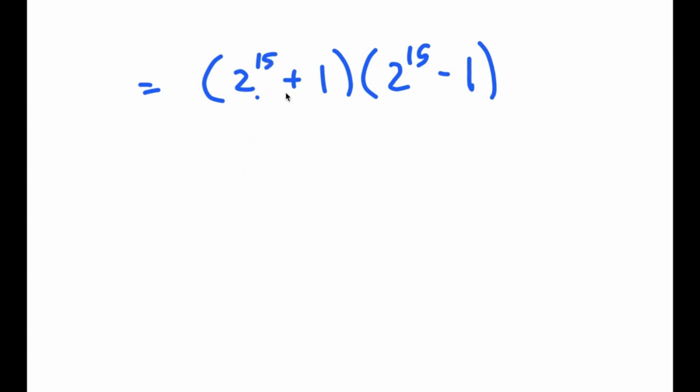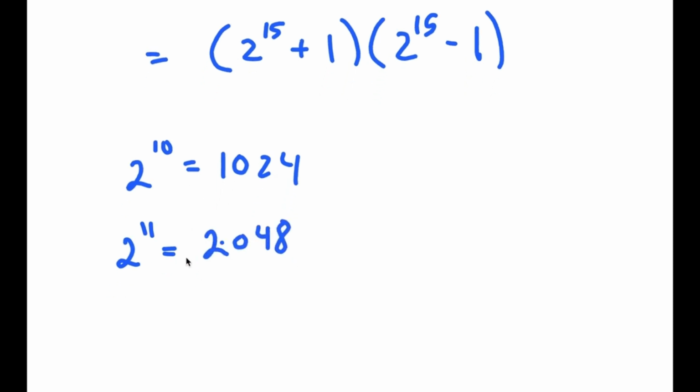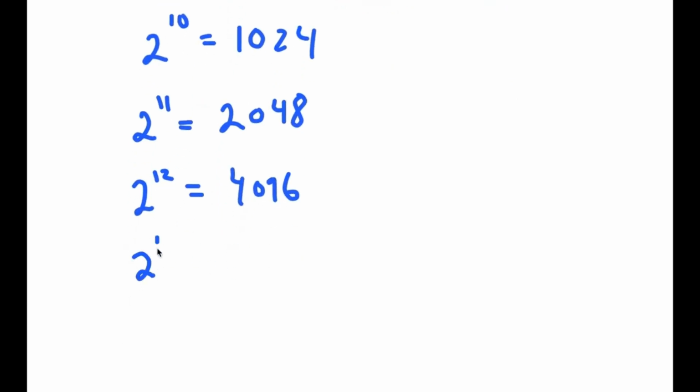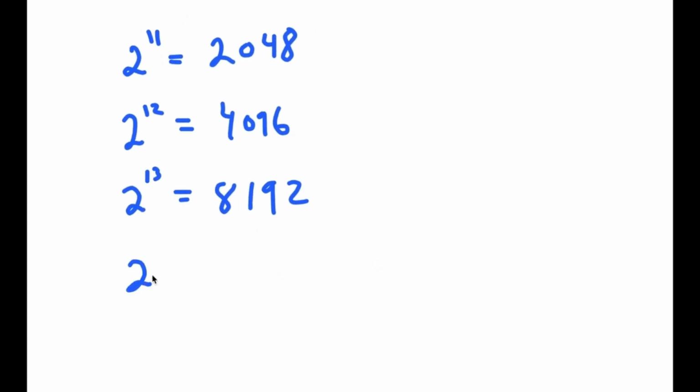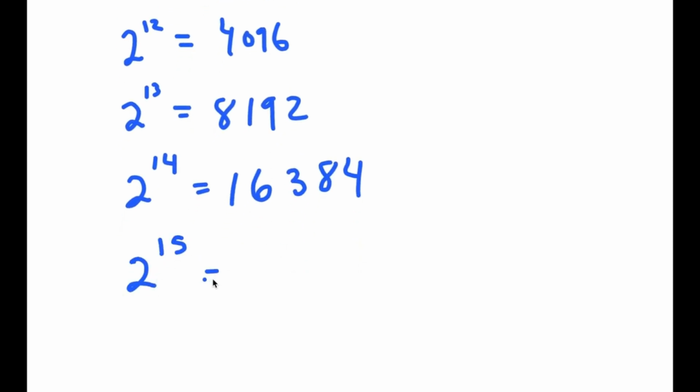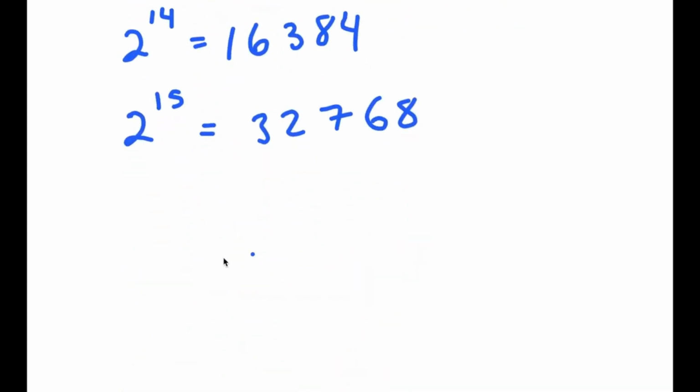Now, 2 to the power of 15, well, what's the value of that? Well, 2 to the power of 10, this is 1024. So 2 to the power of 11 is double of 2 to the power of 10, which is double of 1024, which is 2048. So now 2 to the power of 12 is double of 2048, which is 4096. 2 to the power of 13 is double of 4096, which is 8192. 2 to the power of 14 is double of that, which is 16,384. And finally, 2 to the power of 15, this is double of this, which is 32,768.